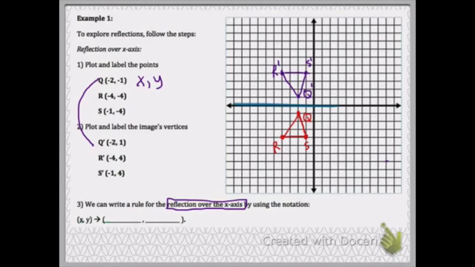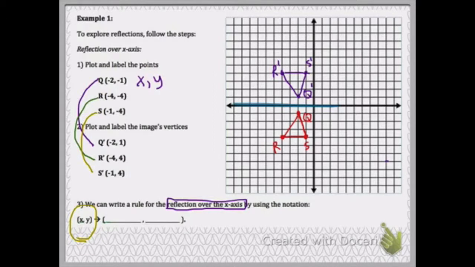What happened to the original point R when it was reflected over the x-axis? And what happened to the original point S to turn into the image of S when it was reflected over the x-axis? So when we write a rule, again, we start with the original x and y, and then we try to algebraically write what happened.